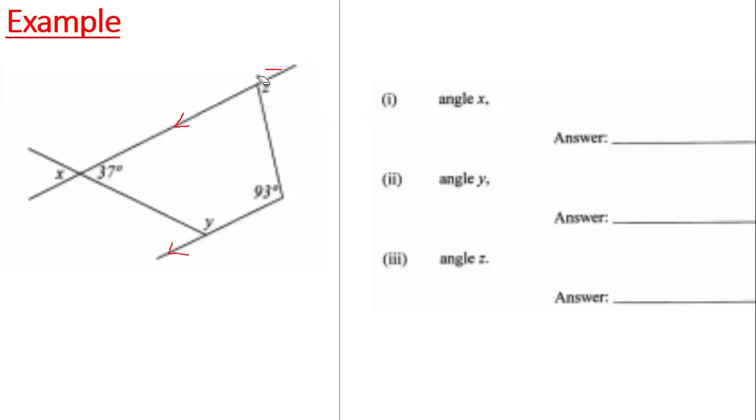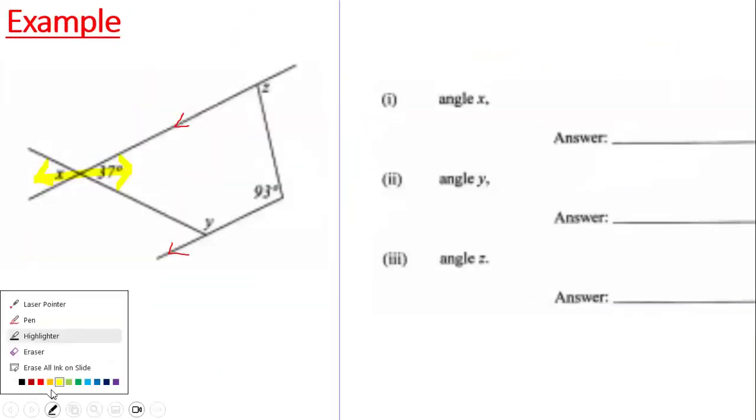I'm sure y'all could easily, especially X. Everyone should know how to get X. X is what? 37. 37 degrees. Why? Vertically opposite angles. Because they're what? Vertically opposite. So X is 37. That should be easy.